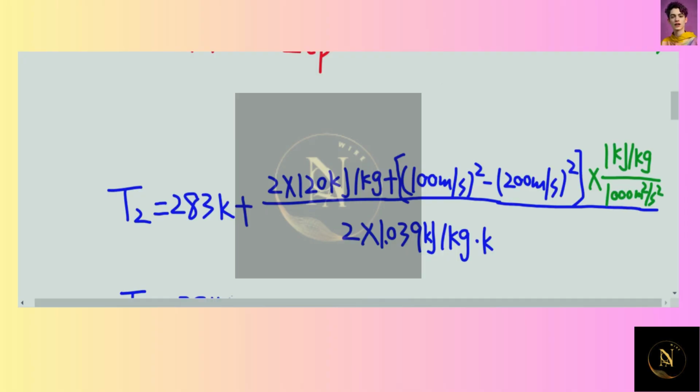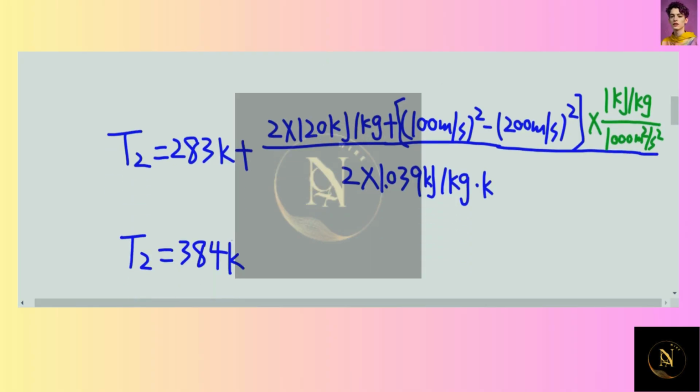As you can tell, I made a conversion here from meter squared per second squared to kilojoule per kilogram. The reason is that the values above the denominator have units of kilojoule per kilogram. So in order to organize the whole equation, I have to convert meter squared per second squared to kilojoule per kilogram, by a factor of about 1,000, because 1 kilojoule per kilogram is equal to 1,000 meters squared per second squared. Eventually this gives us an exit temperature of about 384 Kelvin.